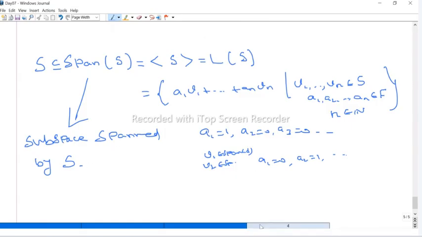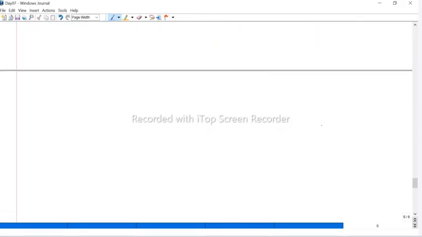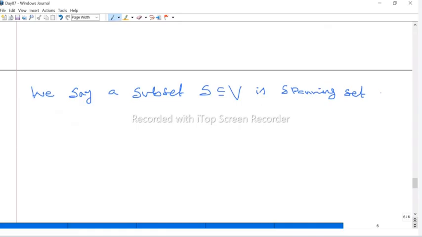Now we are going to define what is the spanning set of V. When we say a set is said to be a spanning set, suppose we have a set S. We say a subset S of a vector space V is a spanning set of V if for any element v in V, v should be in the span of the set S. That means any element v in V can be written as a linear combination of elements of S.